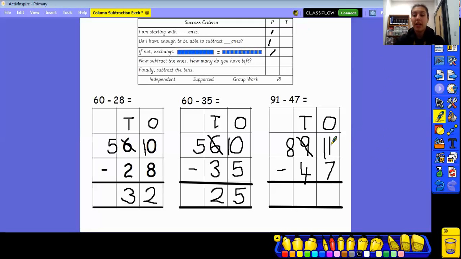I'm starting with 11. I need to take away 7 altogether. But I know that 11 take away 1 is 10. And that to take away the whole 7, I need to take away 6 more. And 10 take away 6 leaves me with 4. So 11 take away 7 equals 4. Now that I've calculated how many ones I've got left, I can now go on to calculating my tens. So 8 tens, take away 4 tens, that leaves me with 4 tens. So 91 take away 47 equals 44.